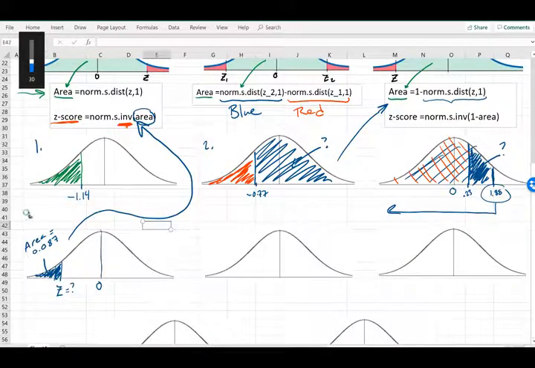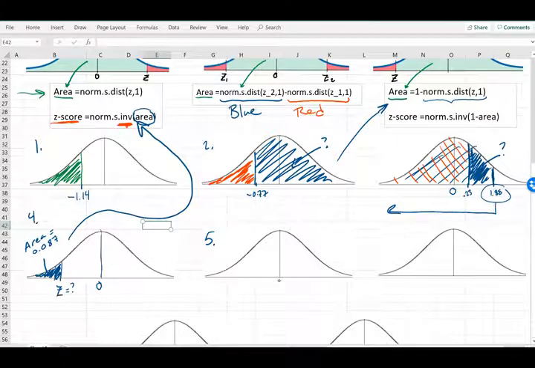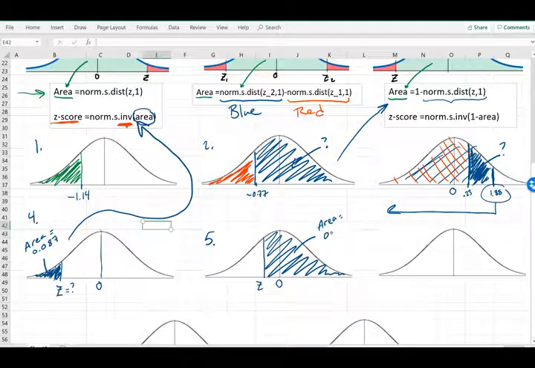Okay, this was 4. This is 5. So here's the z-score of 0. And we want the z-score that separates the upper area of 0.556. Again, and this is really, really important, Excel cannot work with area to the right.